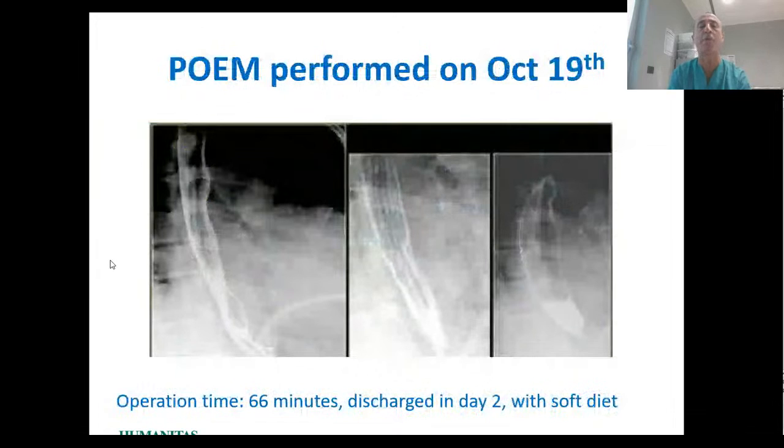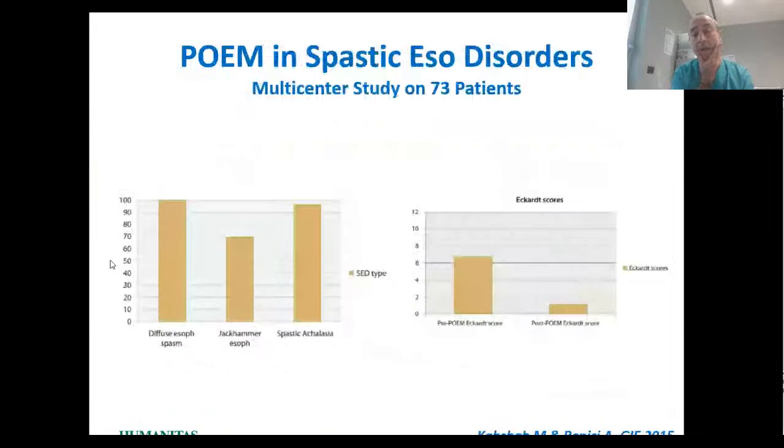So we performed the POEM on the 19th of October, Monday morning. It took about 1 hour and I did a long myotomy. I cut all the way through the esophagus, from the upper sphincter to the lower sphincter. The patient had an uneventful post-procedure course. Two days later, she was discharged, super happy, on a soft diet. She called me a couple of days ago saying that for the first time in years, she was able to eat pizza with mozzarella. So this is why we're talking about that.